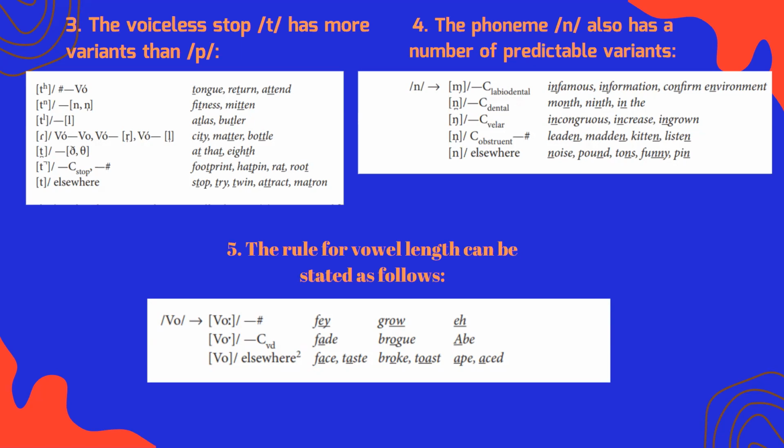like that. The fifth one, the rule for vowel length can be stated as follows. You can see fade, grow, fade, ape, face, taste, like that.